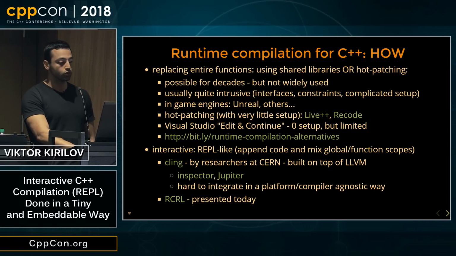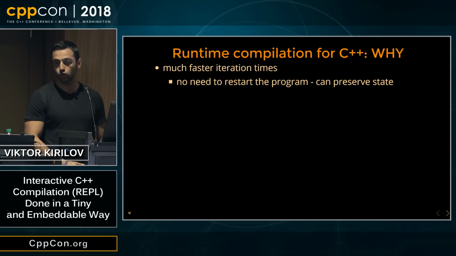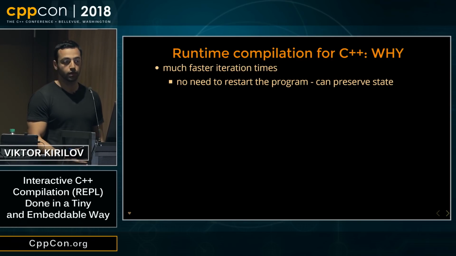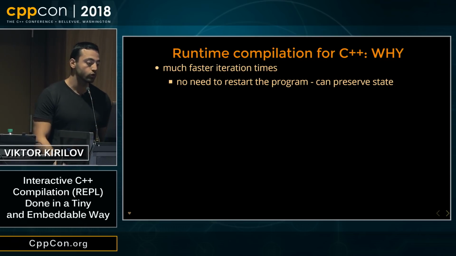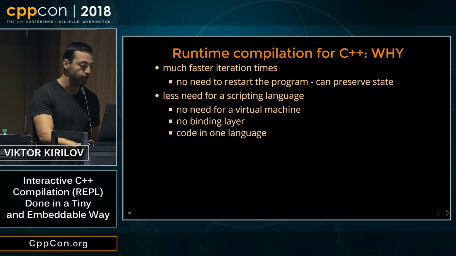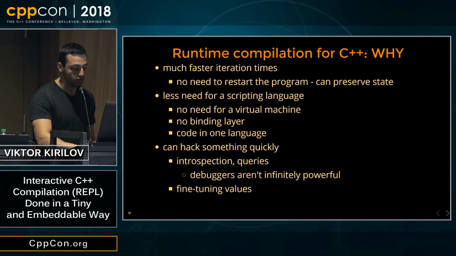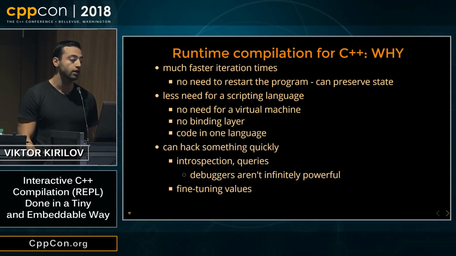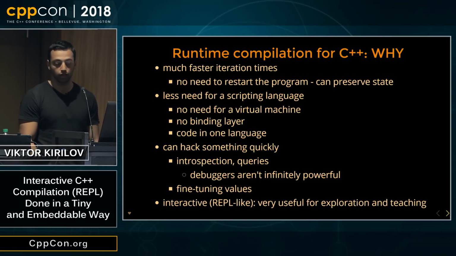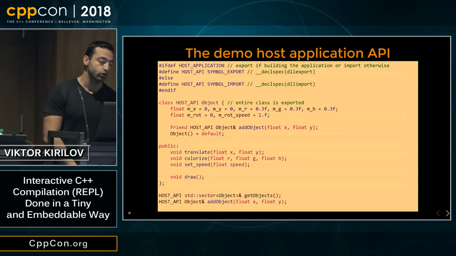So why would we want runtime compilation for C++? Well, much faster iteration times. We don't have to restart the whole application. We can preserve the state and pick up where we left off. Also, there's no need for a scripting language, and so a lot of complexity just goes away. Also, we can hack something very quickly, like do some queries, things which are not possible with a normal debugger. We can fine-tune values, and if we have interactive runtime compilation like a REPL, it's very useful for exploration and also teaching.